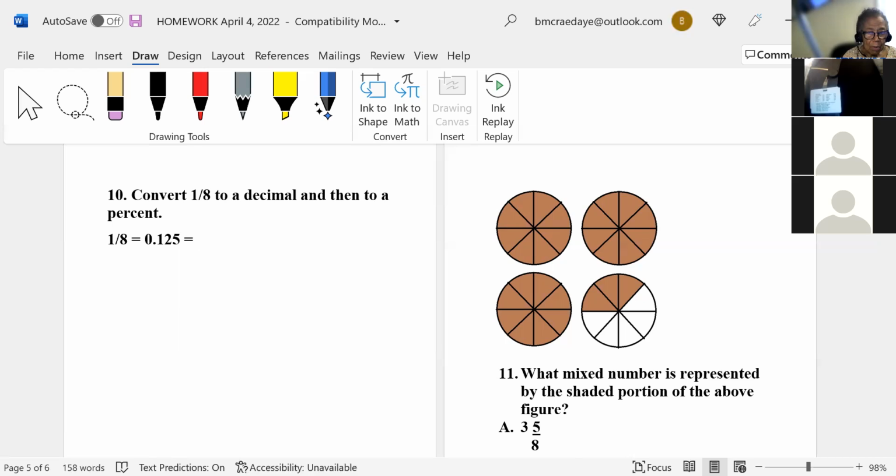Maureen, 8.0. 0.125 would be equal to what percent, Maureen?